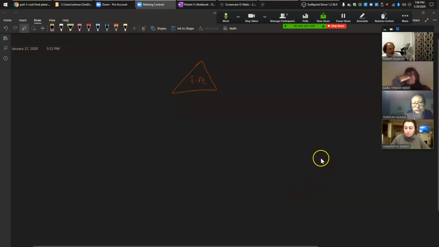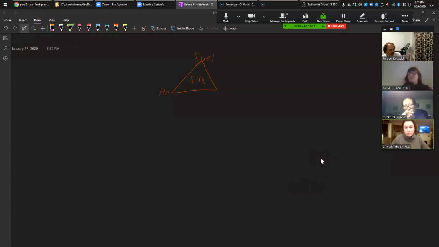Okay, so what did the fire triangle consist of? Fuel, heat, and what was the other thing? Oxygen. Yeah. So if you got rid of the fuel, the heat, or the oxygen, then the fire went out. So combustion is taking fuel and combining it with oxygen. That's all it is.